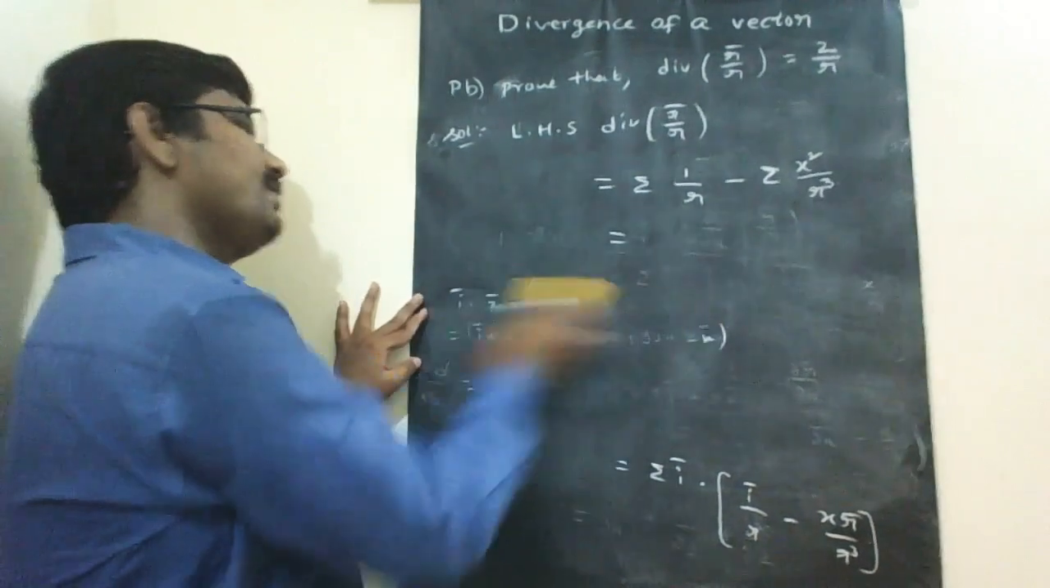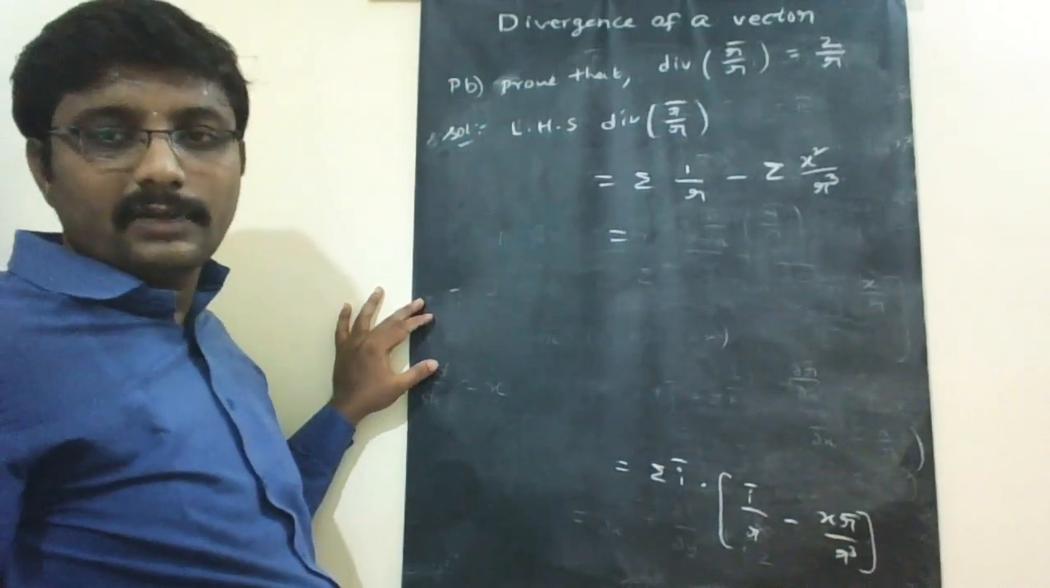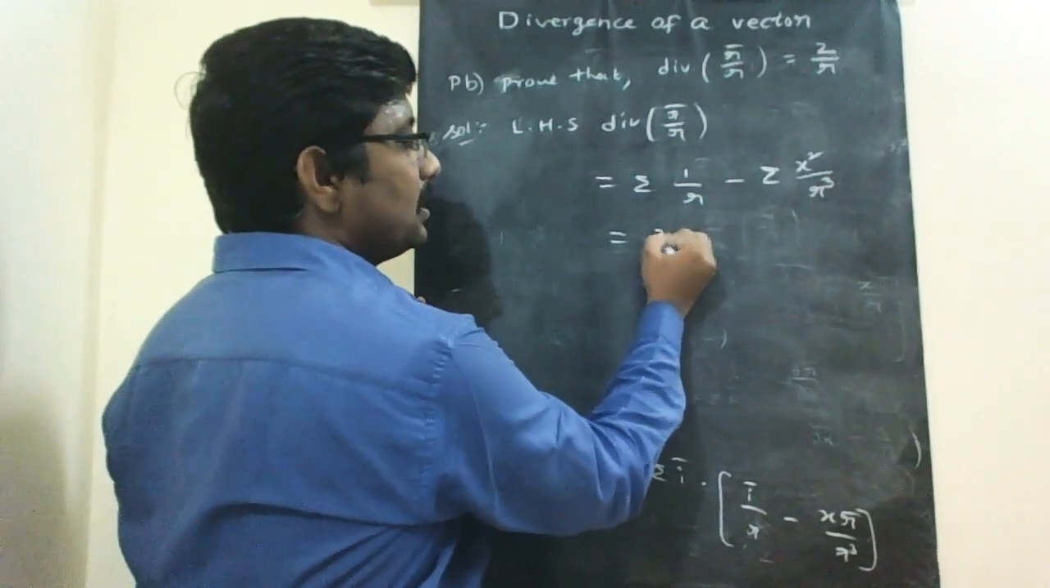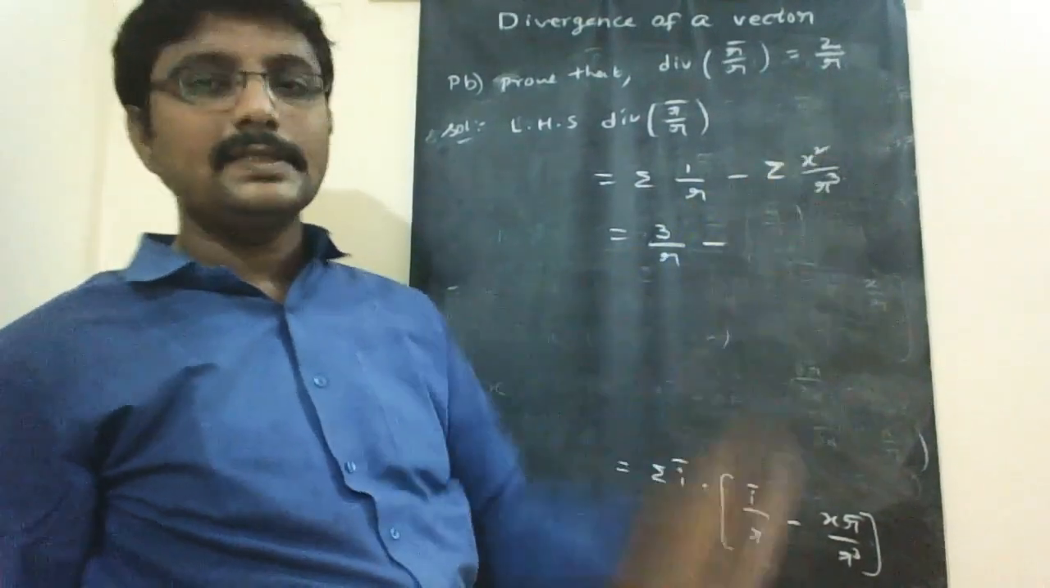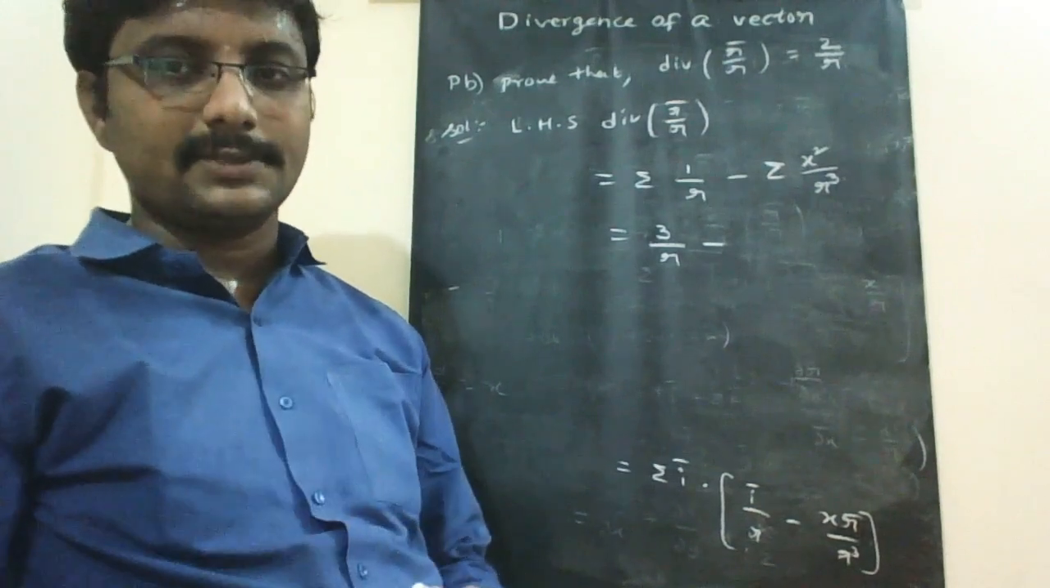Now coming to summation 1 by R. So 1 by R is a scalar. So summation 1 by R means 1 by R plus 1 by R plus 1 by R. That is 3 by R minus a summation of x square. But what is the summation of x square? x square plus y square plus z square.